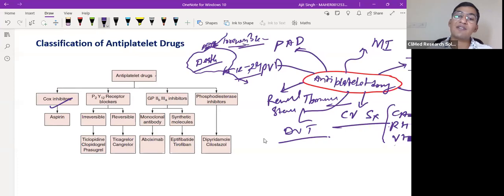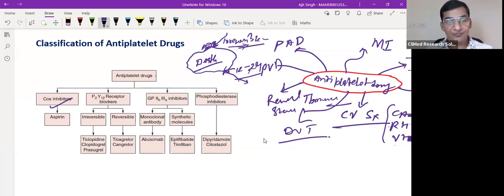But in case of irreversible binding, the platelet will not be able to work or release its function until it is dead. In case of reversible binding, these platelets can be used again in the same process. So that's how they have divided the P2Y12 receptor blockers into two types: irreversible mechanism drugs and reversible mechanism drugs.